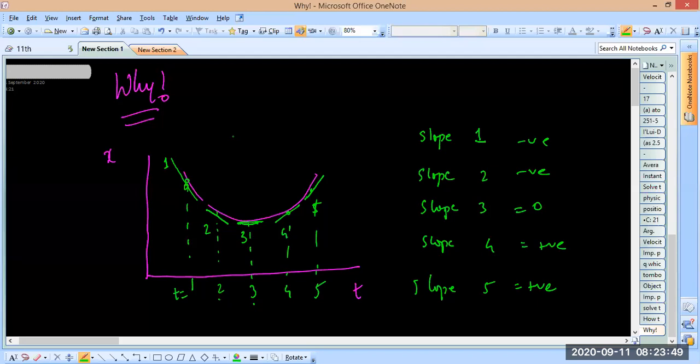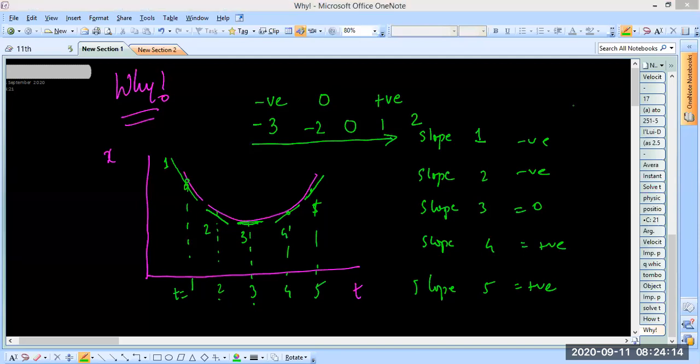I repeat, slope of tangent is increasing. First it was negative, then it becomes 0, and then it becomes positive. You know, something like, suppose first it was -3, then gradually becomes -2, then -1 and 0, and then +1 and +2. So you can see that these are numbers in increasing order, correct?